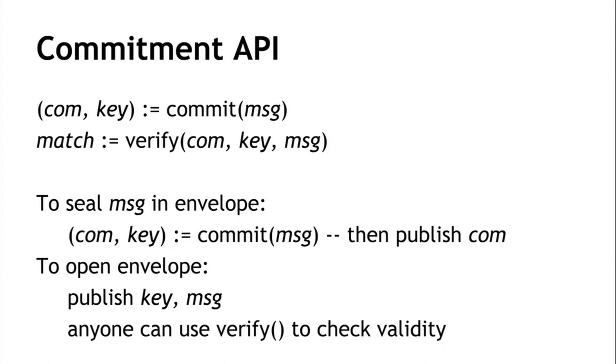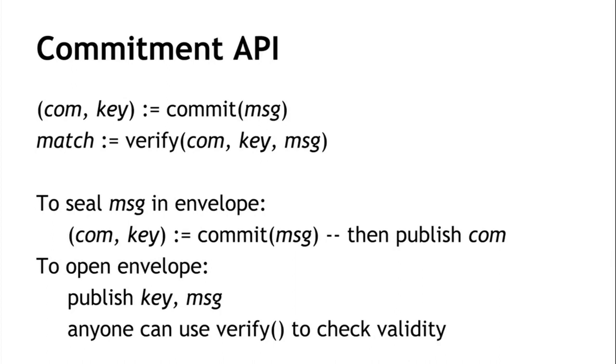Now to seal MSG in an envelope, we commit to the message, which returns a commitment and a key, and then we publish the commitment. That's putting the envelope on the table. Later, to open the envelope, we publish the key and the message that we committed to, and then anybody can use this verify call with the commitment that we published previously, and the key and message that we just announced, to check the validity of our opening the envelope.